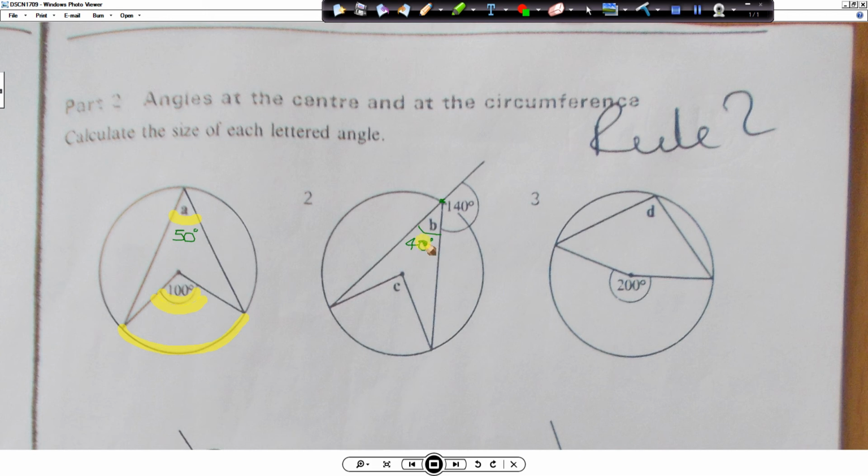Now that we know this angle here, how do we work out this angle here? What do we say for that one? We say the angle which an arc subtends at the center of a circle is twice that which is subtended at the circumference. So this one is double of that. So C is equal to 80.